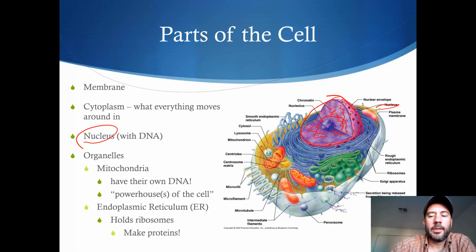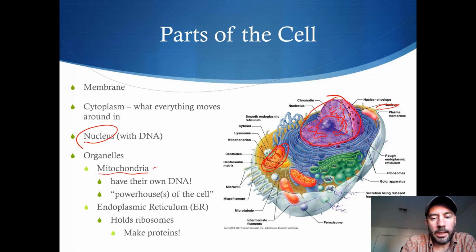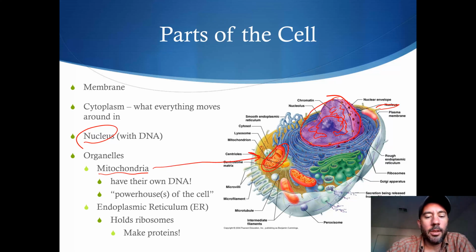Now you've also got these things called organelles, which are like, think of them like miniature versions of organs in your body, in the sense that they have a specific function that helps the cell to do what it needs to do. So I want you to know about mitochondria, which are these kidney bean shaped things floating around in the cell. Those are considered the powerhouses of the cell.